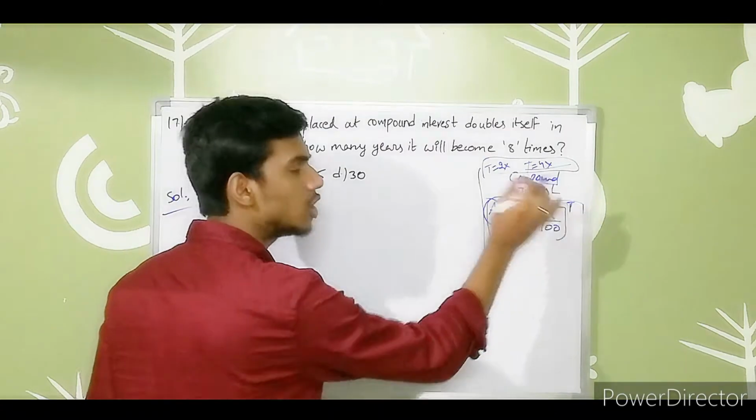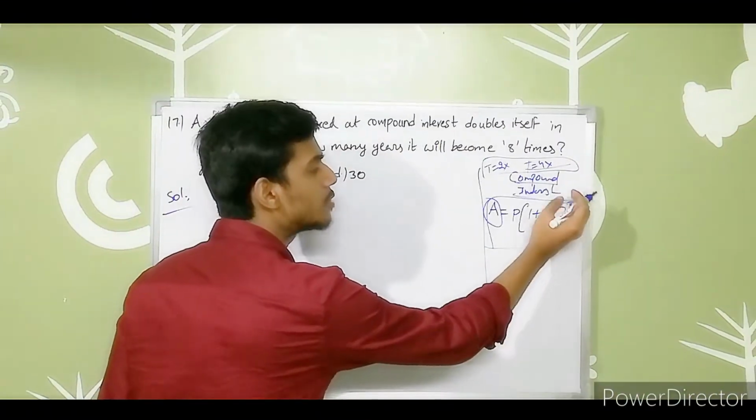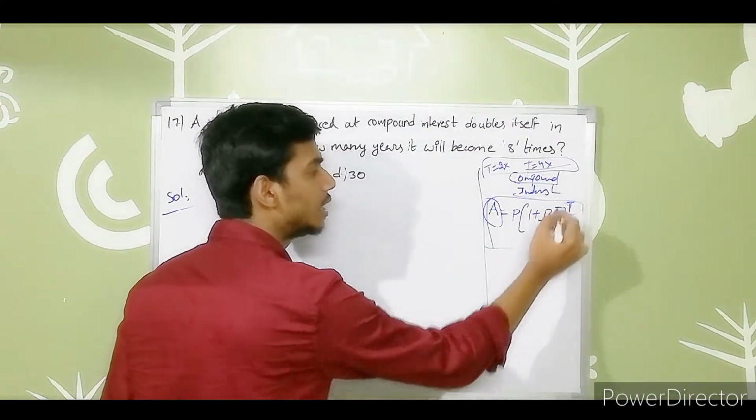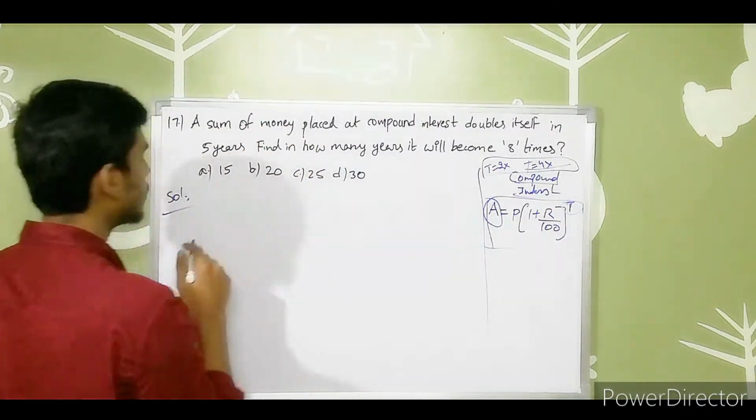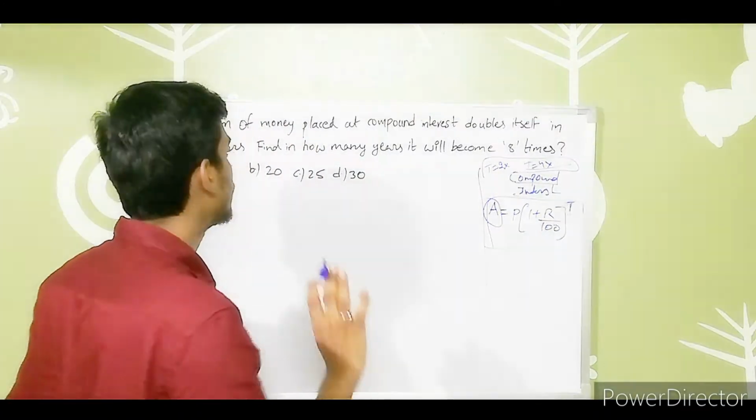If they have not mentioned quarterly or half yearly, we can directly substitute the total years they mentioned as T. So that's it, guys. Let's measure the concept. Hope you got the concept, right? So let's measure the concept.